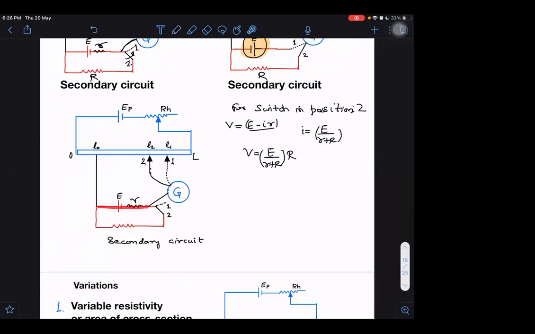If no current flows in the secondary circuit, then what happens? If no current flows in the secondary circuit, then V will be equal to E. At that time, jockey will be connected in position 1 only, for switch in position 1. Yes, jockey will also be in 1. For both positions, current will be 0 only, sir. Deflection in the 2 cases.